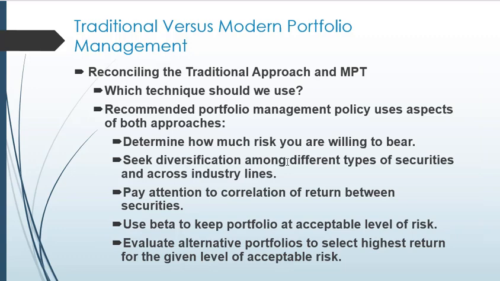So how do we reconcile these things together? The recommended portfolio approach uses parts of both approaches. We want to determine how much risk you're willing to bear. We need to seek diversification through a variety of types of securities and industries. We need to pay attention to correlations. Combining assets with high correlations is not as efficient at reducing risk as otherwise. We need to use beta to keep portfolio risk at acceptable levels.